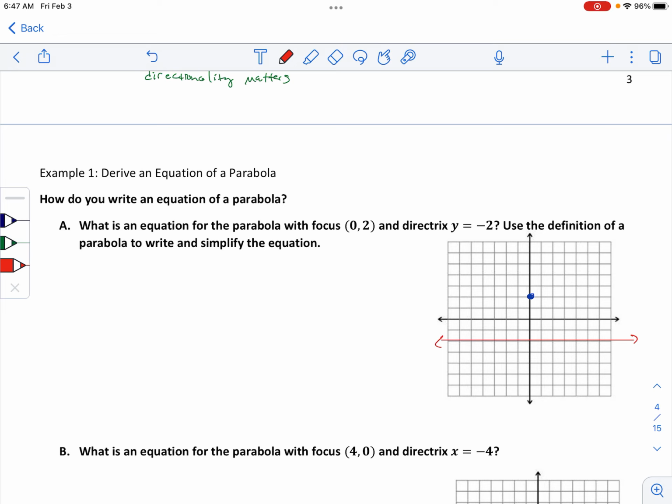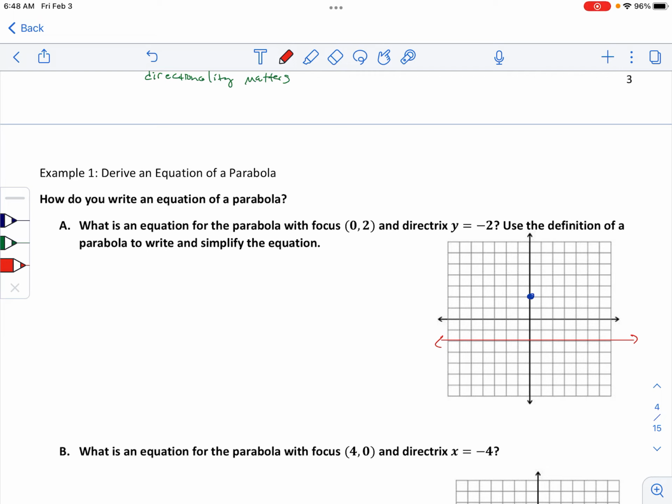Now, we know that the distance from any point on what's going to be our parabola has to be equidistant. So when we look at this, our focus is at (0, 2). That directrix is at negative 2. So a point on this parabola, any point (x, y) on this parabola, and the closest point on the directrix. So let's just look at that.